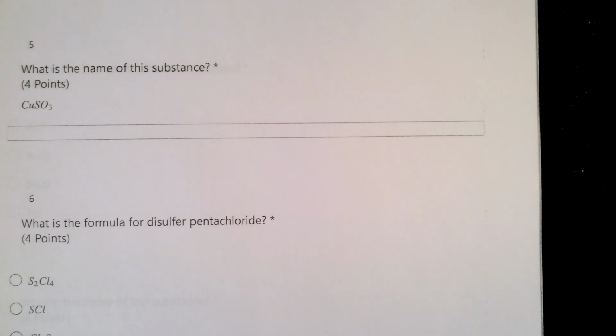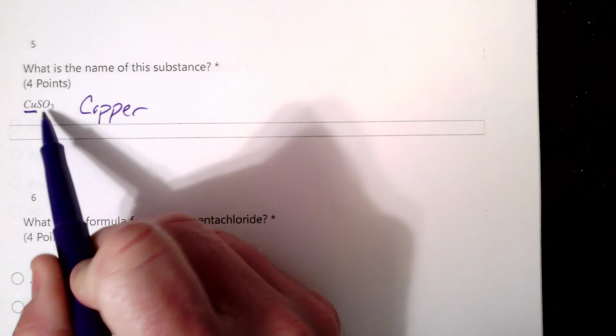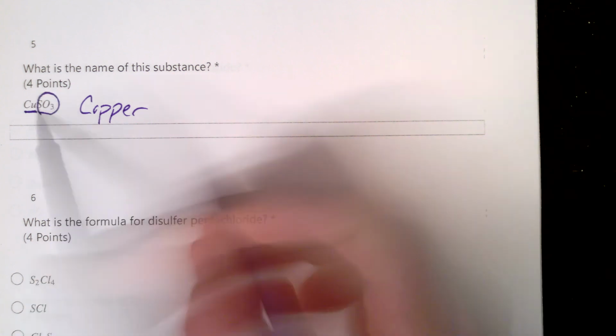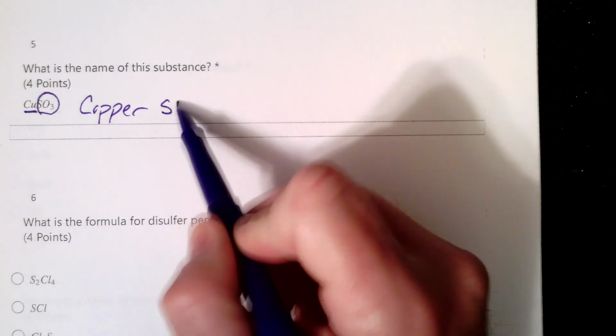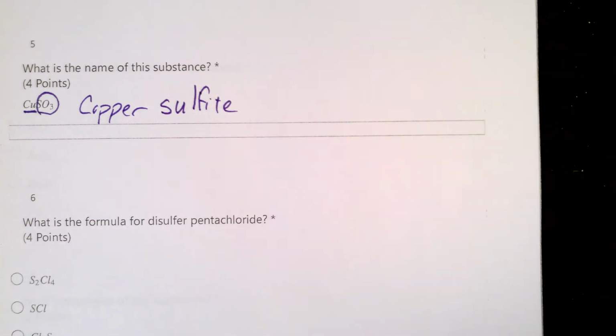What is the name of this substance? Well, we've got copper, the first element being copper. Another case where we've got more than two elements, so we must have a polyatomic ion. That right there, if you look up from your chart, is the sulfite ion. It's sulfite, not sulfate, because it's SO3 and not SO4.